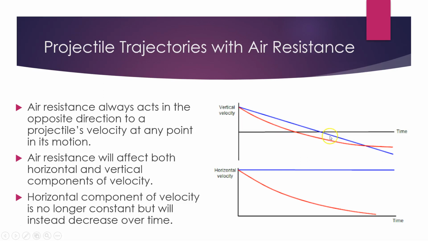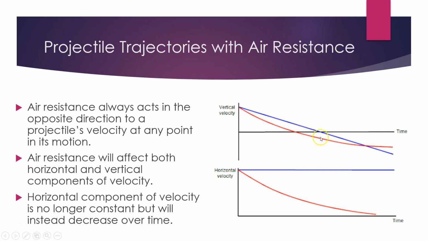And then it becomes negative, which would be the downwards part of the object's motion. So on the downwards part, the velocity is negative. And if you found the slope of that graph, as you might remember from last year, the slope of a velocity time graph is equal to the acceleration. So we'd expect the slope of that graph would be equal to negative 9.8 meters per second squared. In other words, acceleration due to gravity. So that's vertical velocity without air resistance.